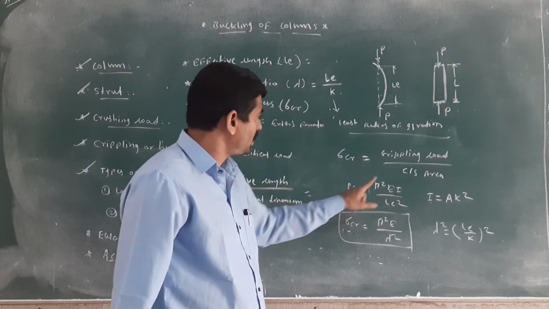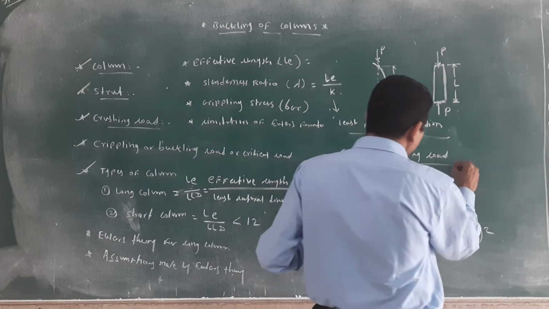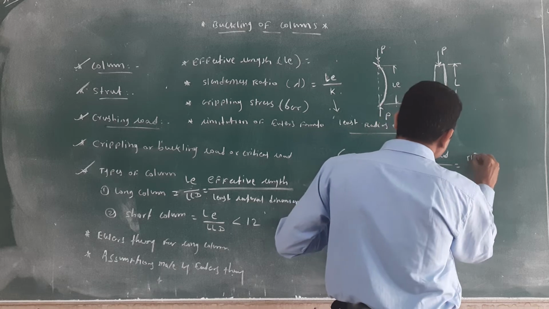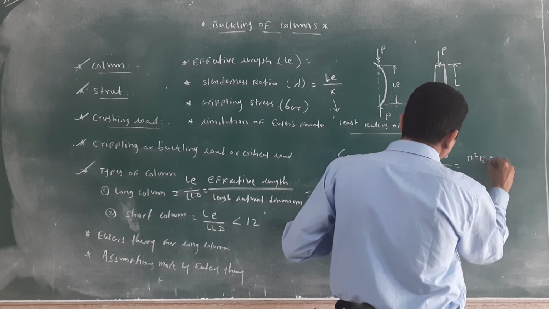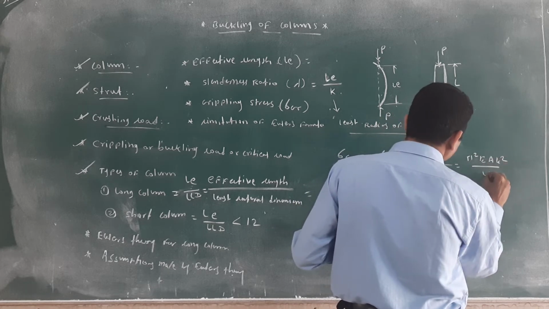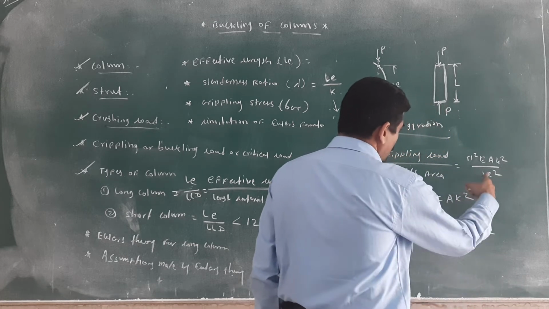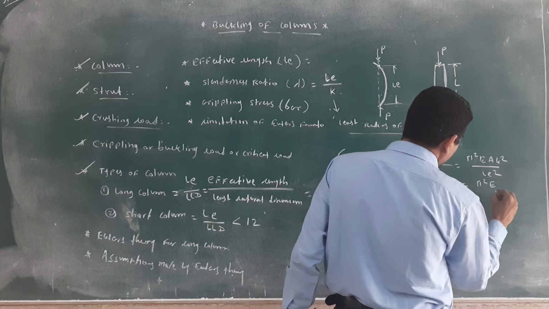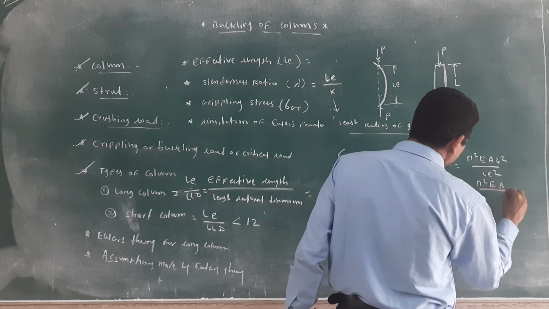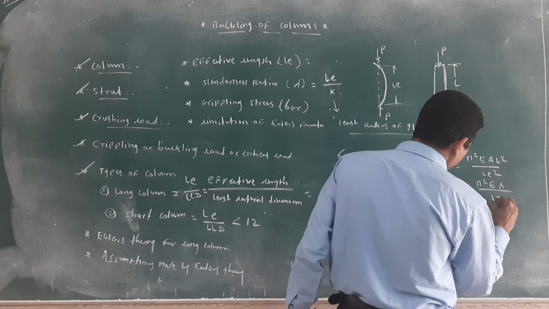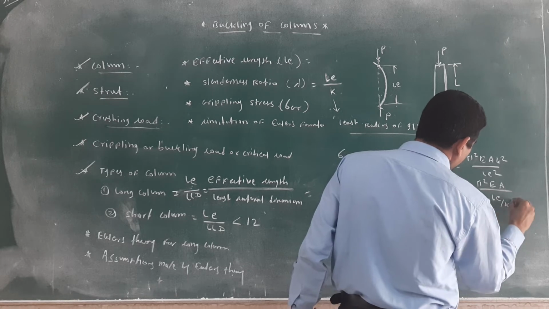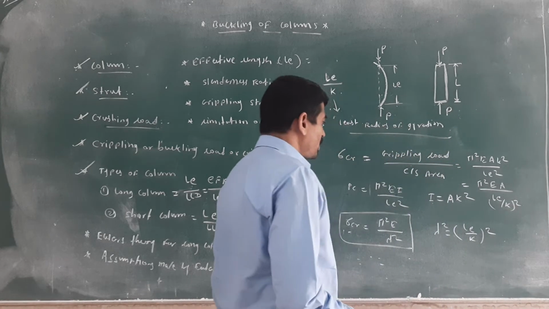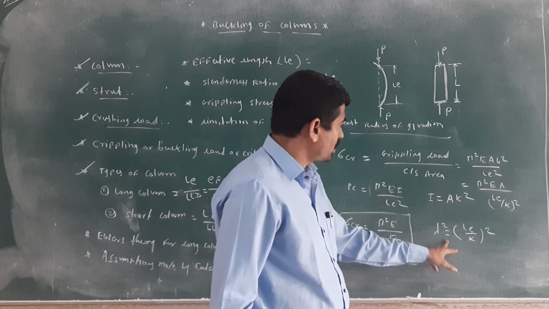AK square. This is the value of crippling load. I will write directly here. Take that: Pi square E A K square divided by LE square. Okay, I will rearrange this equation: Pi square E A divided by (LE divided by K) bracket square. LE divided by K means again lambda square is there.